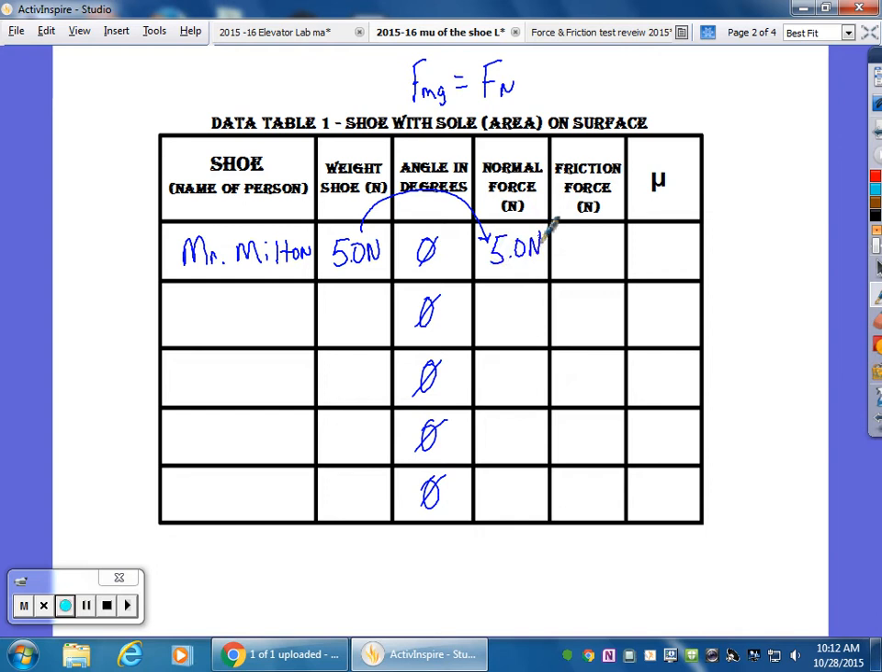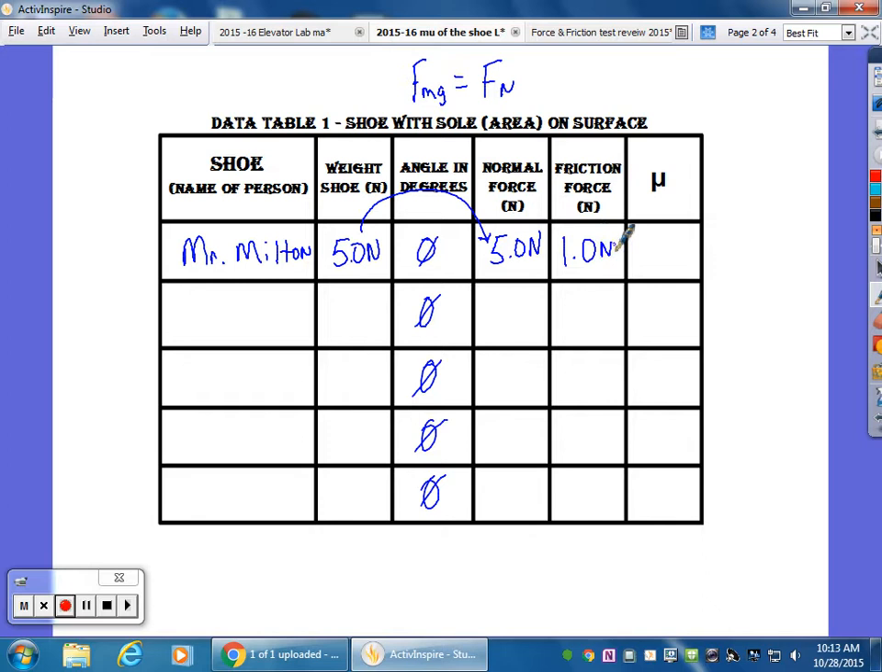This is the friction force that I recorded when I dragged my shoe each of the times. For the first data table, which was just the shoe with its sole on the surface of the lab table, I got 1.0 for my friction force.